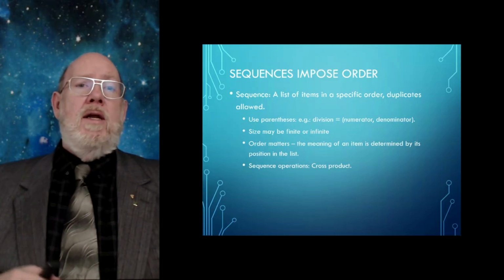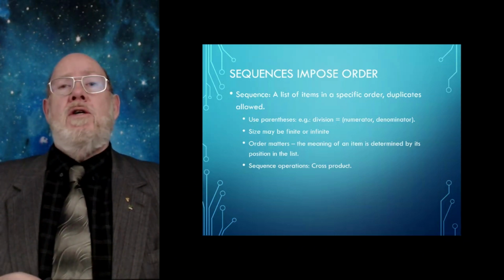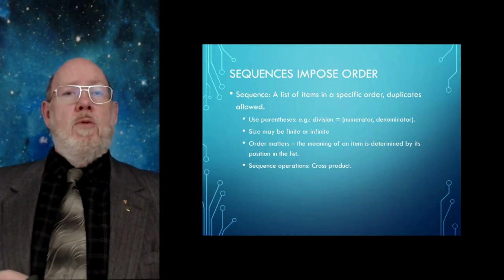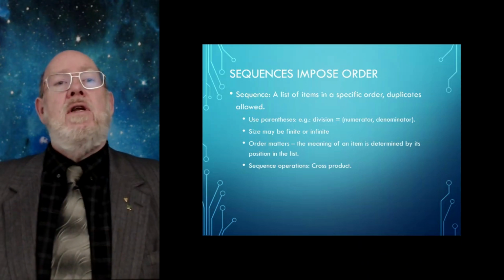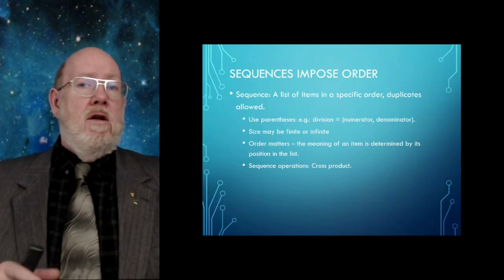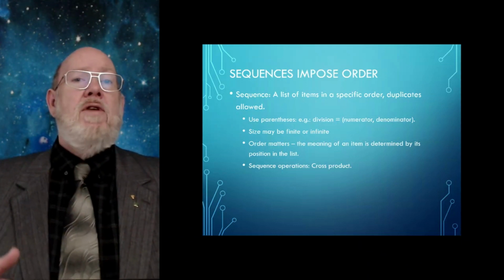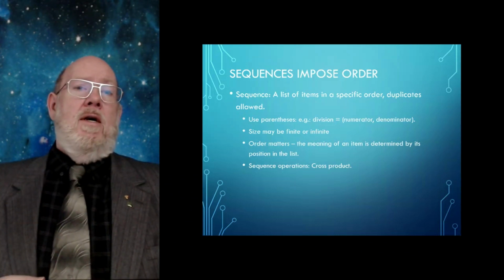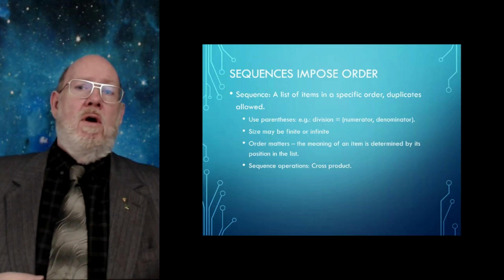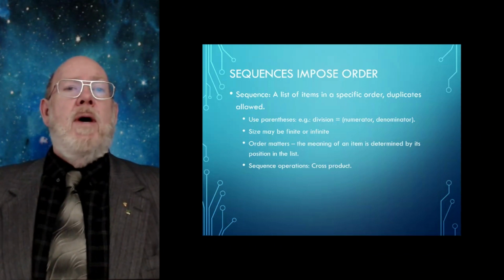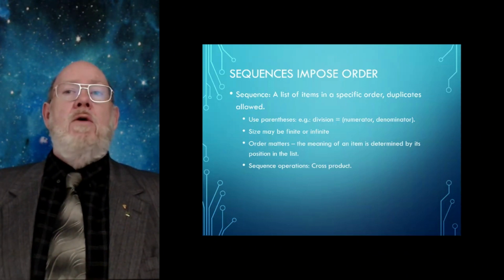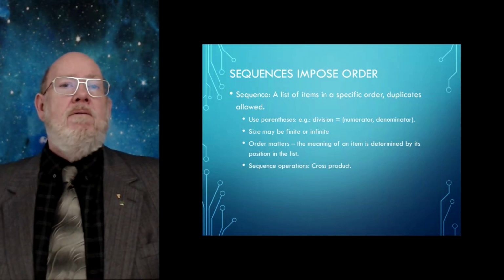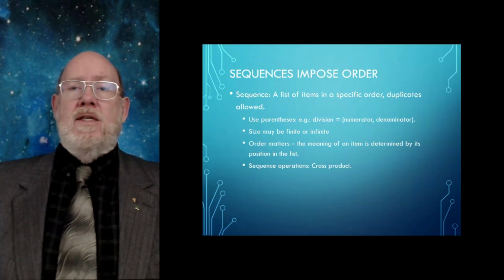For instance, I might indicate a particular division operation as a sequence consisting of the numerator as the first item and the denominator as the second. Clearly, if I were to swap these two, I would have a different division operation, and therefore order is important. The size of a sequence, often called its length, is indicated by the same use of the absolute value operator and may be either finite or infinite, just like a set.